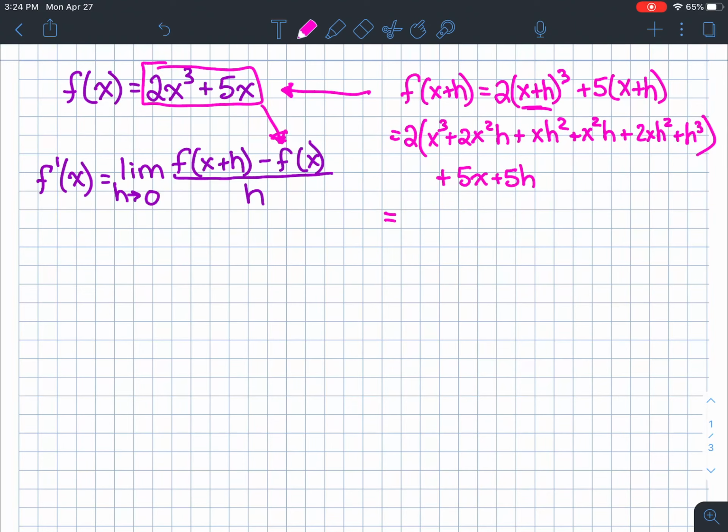Before I multiply it by 2, are there any like terms? I've got an x squared h, yeah, this and this. I'm just going to simplify what I have in the brackets first. So I've got x cubed, and then I actually have 3x squared h. And then I have 3 of those, 3xh squared plus h cubed. Okay, a little bit shorter. Plus 5x plus 5h.